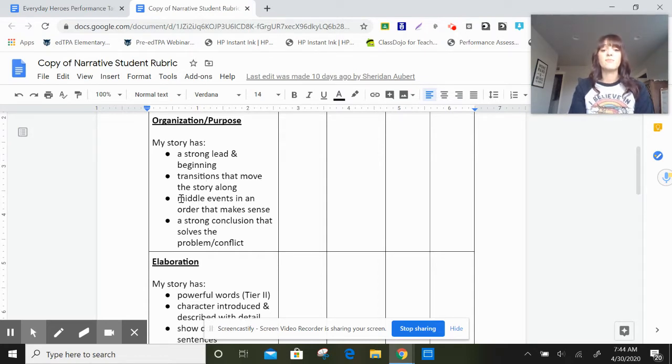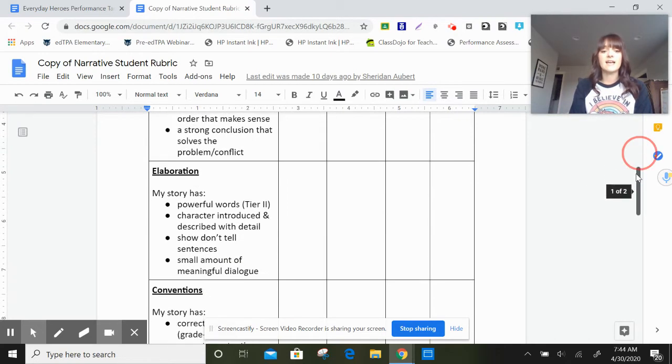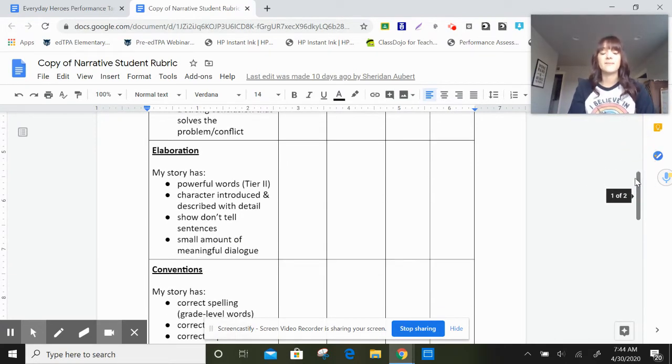Does my story include middle events in an order that makes sense? Does my story have a strong conclusion that solves a problem or conflict? The other category we're going to be going over today is asking yourself if your story has elaboration.